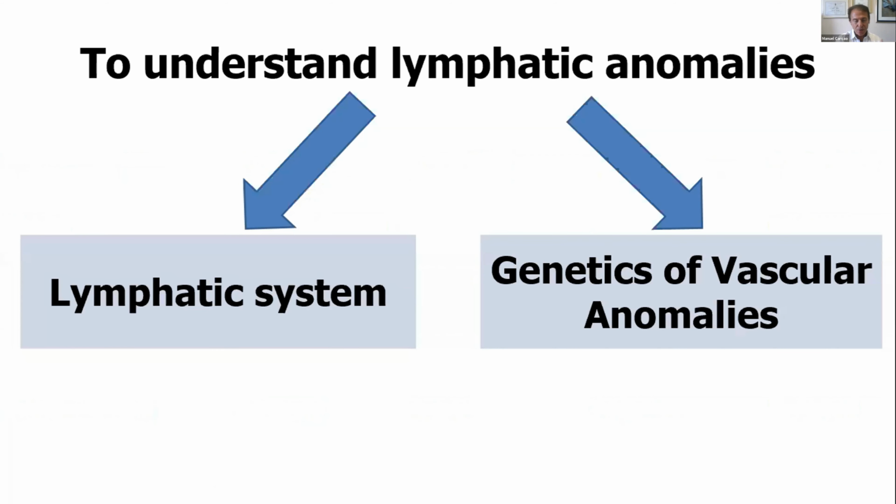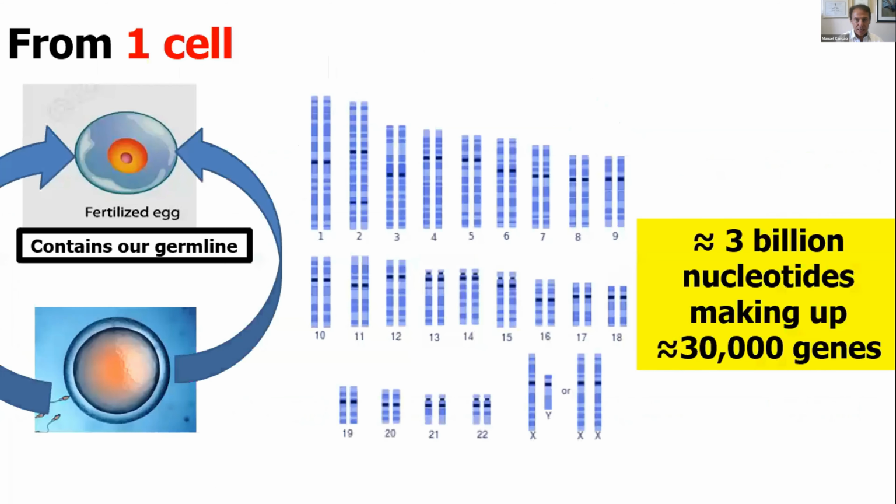But in order to really distinguish these, genetics becomes important. So I'm now going to talk a little bit about the genetics of vascular anomalies. Before talking about the genetics of vascular anomalies, I want to bring to your attention that we all start, all of us, as one cell. That's a fertilized egg. That's how we all start. We start as this unbelievably tiny little thing.